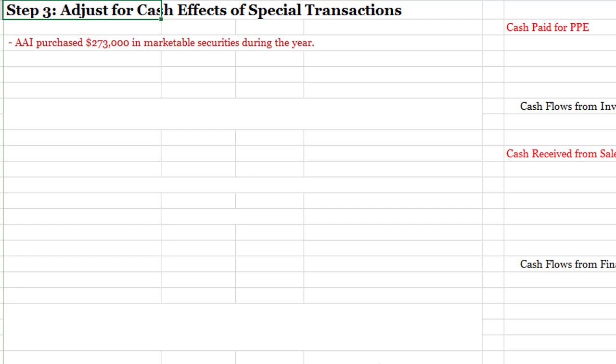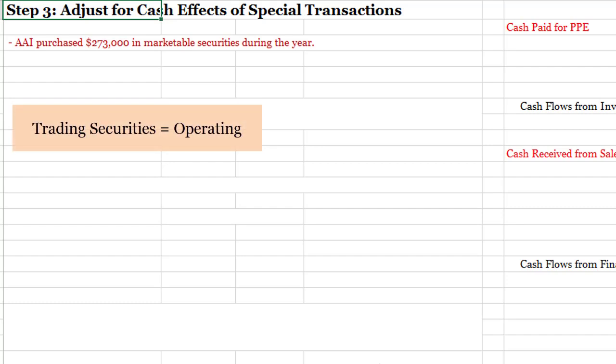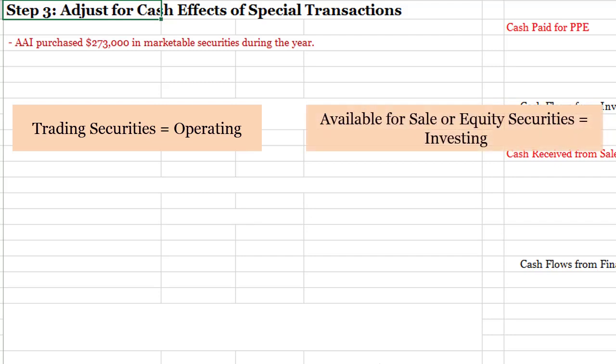And the answer is, I don't know, because the purchase of marketable securities means we bought stock in another company. It depends. If it's trading securities, then it goes in operating. If they're available for sale or equity style securities, then they go in investing. So the first thing I have to do to answer this question is decide whether this is a trading securities portfolio or an available for sale or equity portfolio. The only way to figure that out is to go to our balance sheet and look.